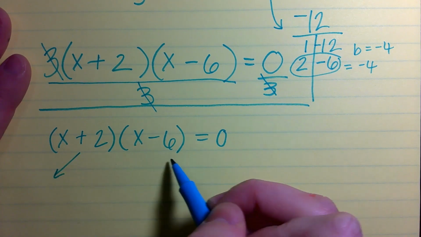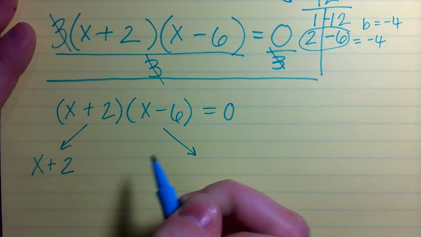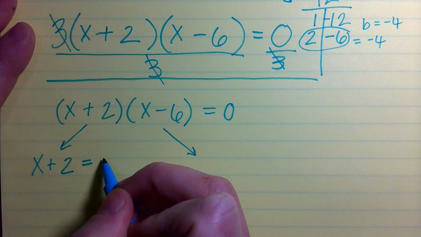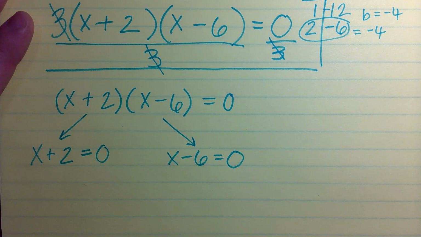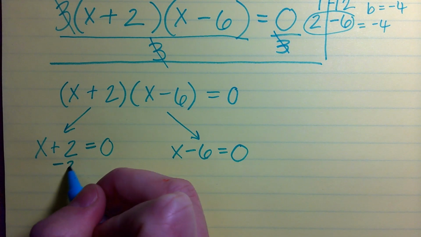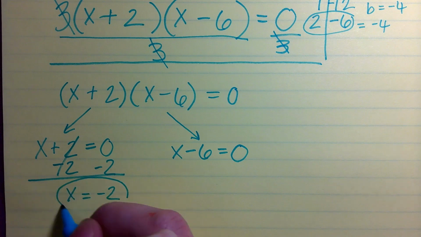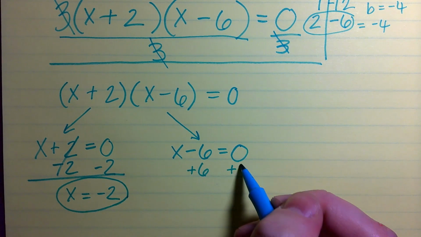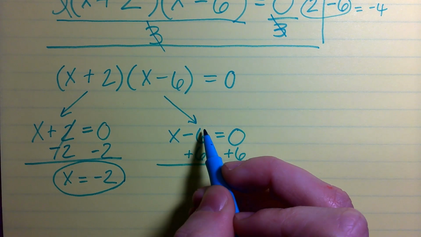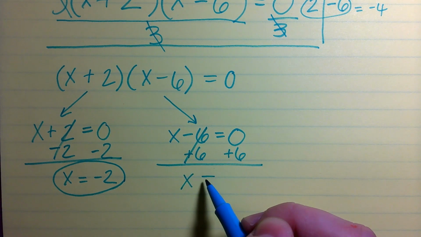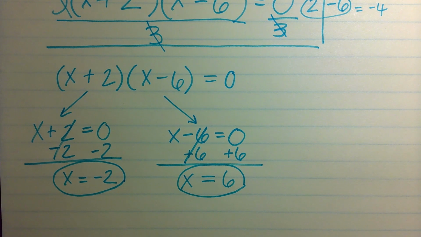Yeah, I'm going to pull these out, set them both to 0, and solve for both of my x's. I have x plus 2 equals 0, and x minus 6 equals 0. x equals -2. Yeah. And since it was -6, we added 6 to both sides. And I will get x equals 6. So these are my values of x in this case.